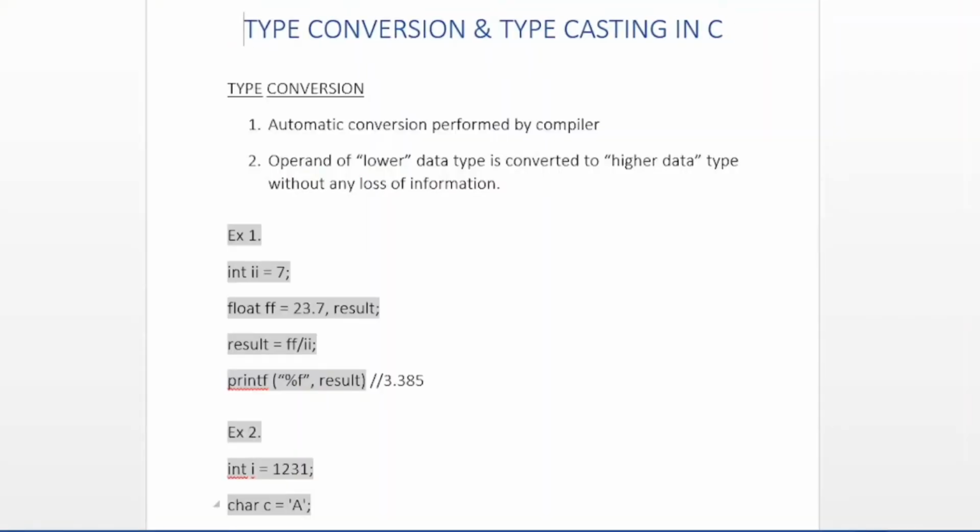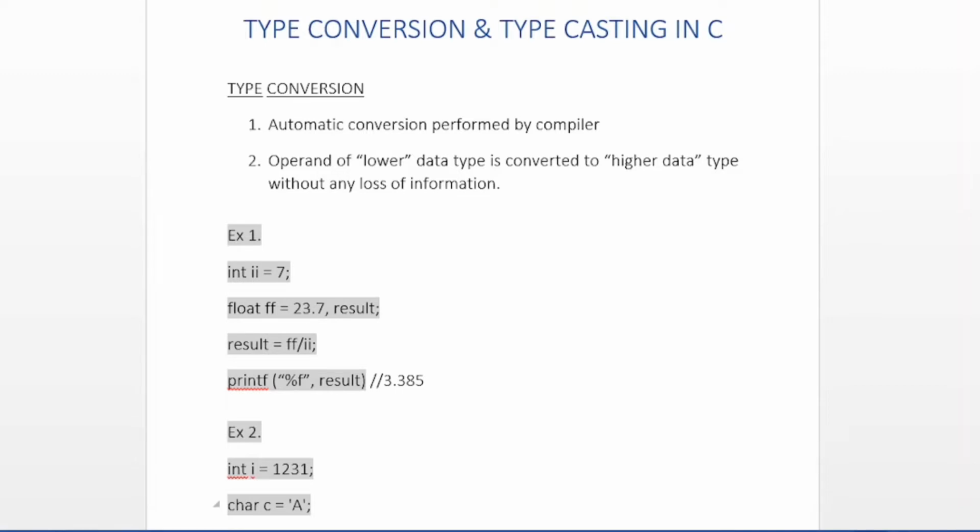Hello everyone. In this video, I will be discussing type conversion and typecasting in C language. In my previous video, I had discussed what are different data types in C language. Now, an operator in C language like plus, minus, division, subtraction, and so on can have operands of different types. Like I have A plus B. A could be of int type and B could be of float type.